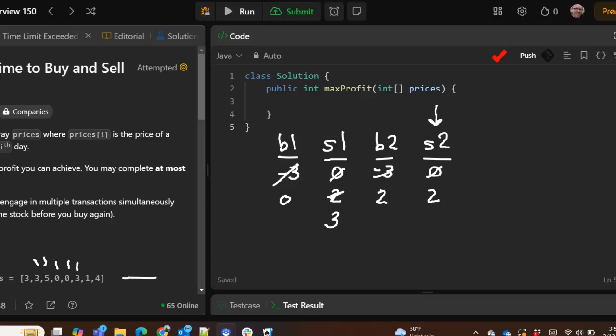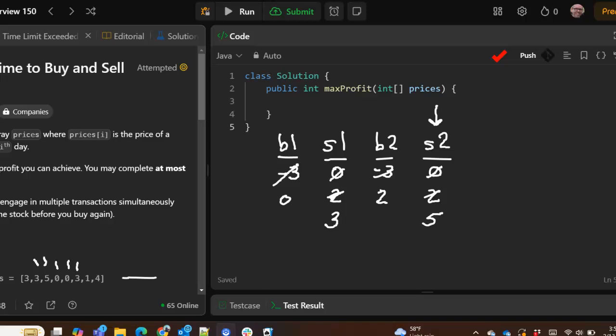Second buy, B2. B2 is the max of whatever it is now, or 2 minus 3. Now we don't want to do that. We'll leave it at 2. Second sell profit is the second buy profit plus the price. Oh, okay. Second buy profit plus the price. That is 2 plus 3 is 5. Good.